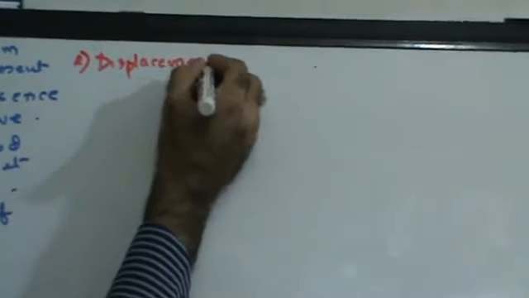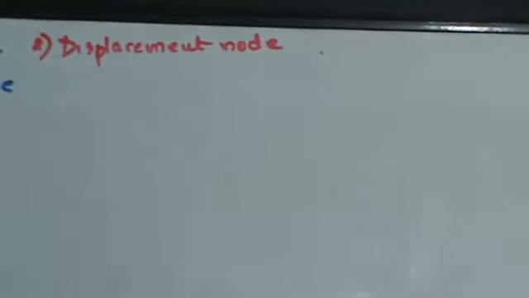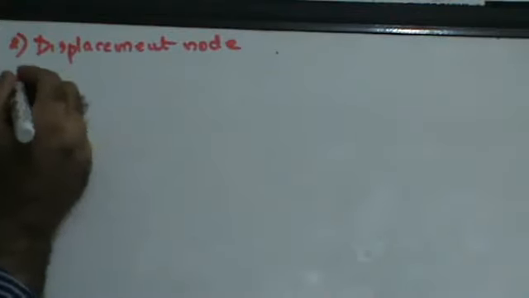Let's consider a couple more definitions here. What do we understand by a displacement node? These are points where the particles of the medium have zero displacement, but the pressure and the density of the medium at these points vary between maximum and minimum value. What are displacement nodes?